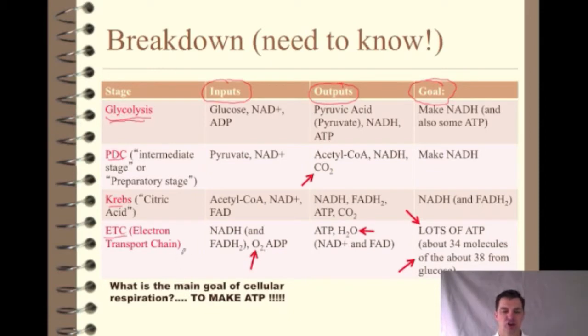And then I want you to know overall, what's the main goal of cellular respiration, what's accomplished, why is it done, and that is to make ATP, okay? And the reason we need that, it's like if you're going to move your muscles, if you're going to think, all these processes require energy to maintain homeostasis, and that energy comes in the form of ATP. Okay?